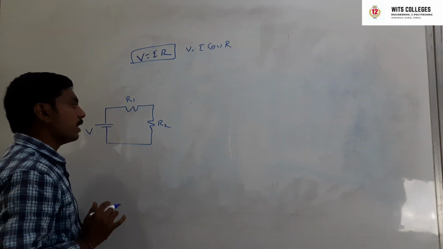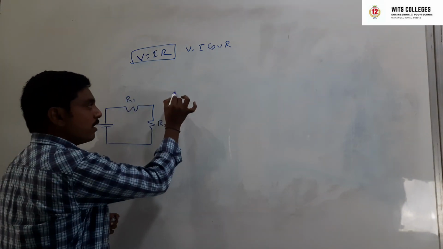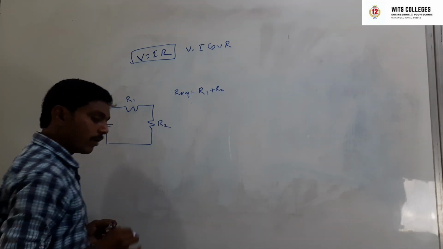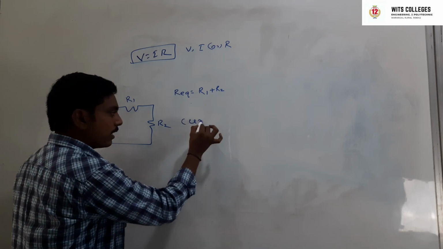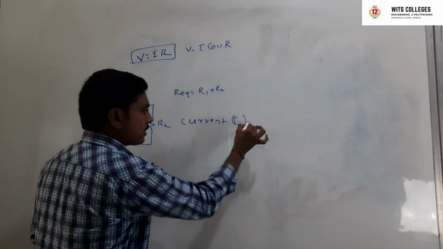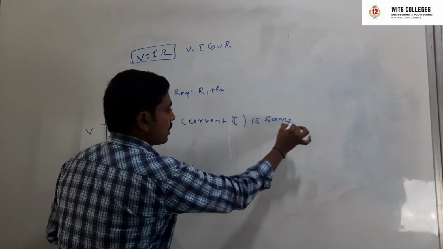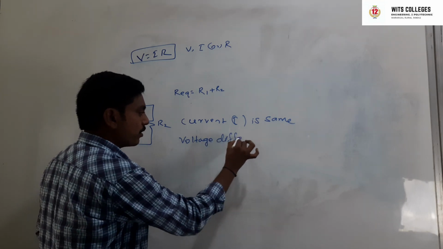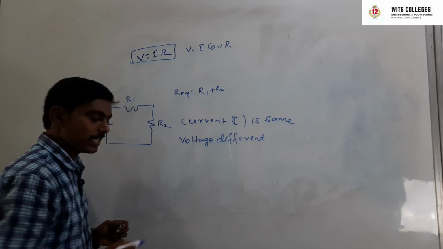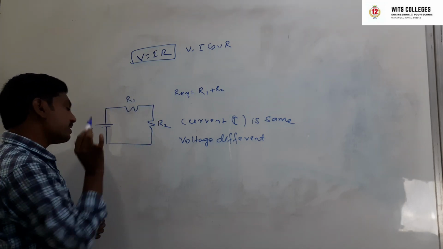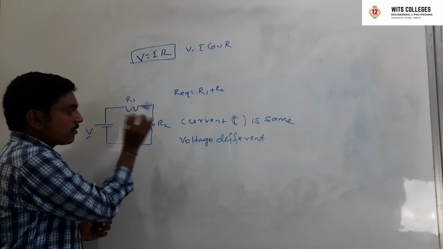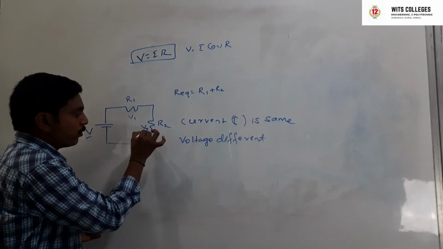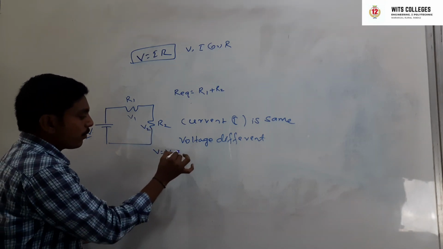In a series circuit, these two resistors are in series, so the equivalent resistance R equivalent is equal to R1 plus R2. In a series circuit the current I is the same, but the voltage is different. For this circuit the total voltage is V. The voltage across resistor R1 is V1, and the voltage across resistor R2 is V2, then total voltage V is equal to V1 plus V2.